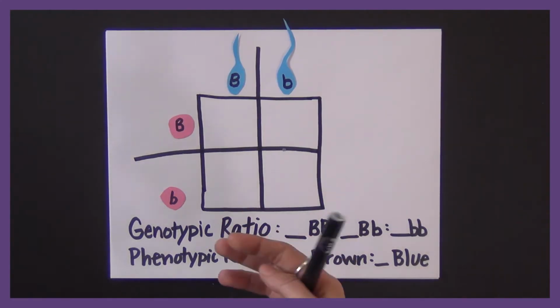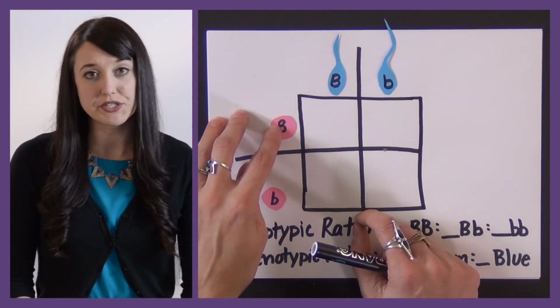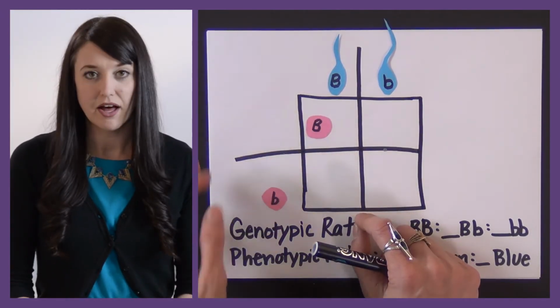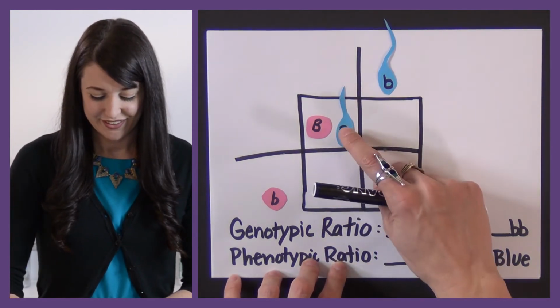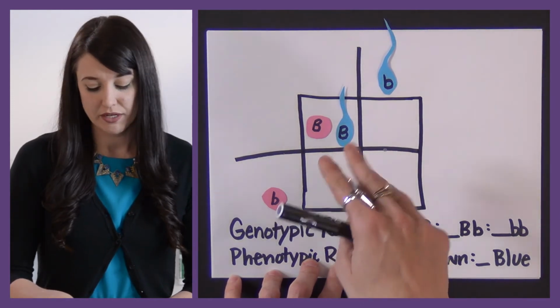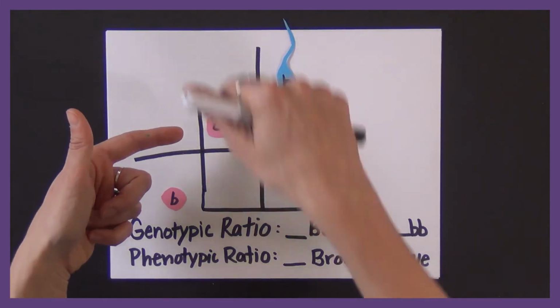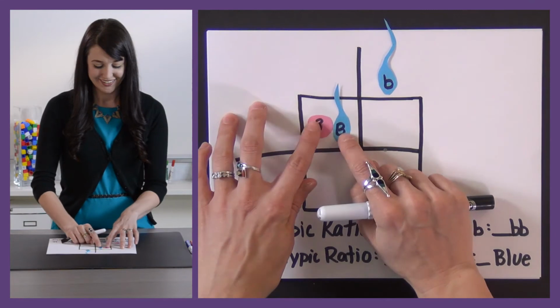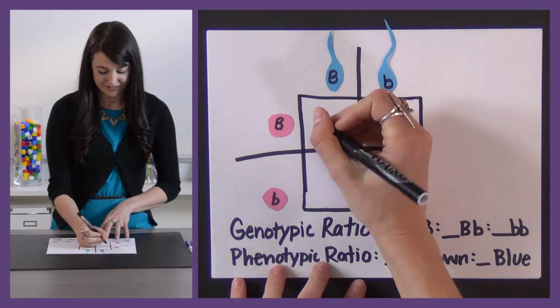In this first combination, we have the capital B, which is the dominant allele of this trait from the mother in the egg, and the capital B from the father in this version of the sperm. It can donate either the capital B or the lowercase b. This box represents alleles from this row and this column. Let's separate them and just fill it in.